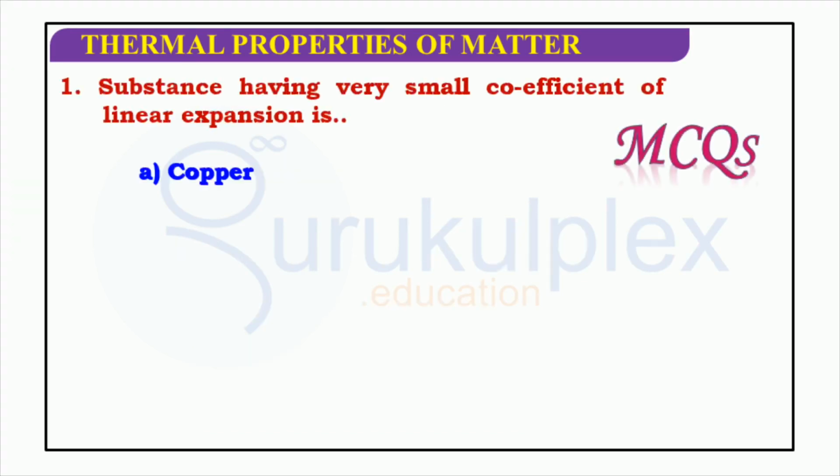The slide is asking about the substance with the smallest coefficient of linear expansion, and the answer is Invar, an alloy of iron and nickel. Invar is highly valued due to its unique property of an extremely low coefficient of linear expansion. It is widely used in industries for components that require extreme accuracy and performance.